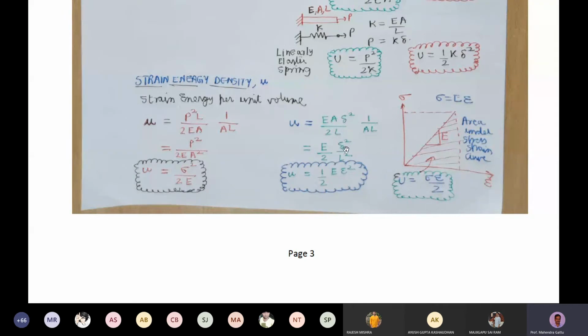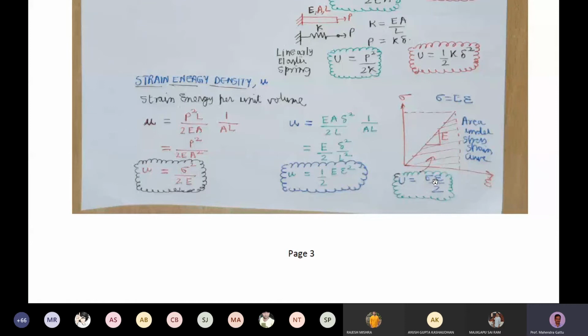We can do another thing for linear elastic material. We have sigma is equal to E epsilon. So we can divide this term into two parts, E epsilon into epsilon. E epsilon is sigma, so we can write this term as sigma epsilon by 2. What does it mean? If you draw the stress strain curve, we have a straight line because it is linear elastic material. That sigma epsilon by 2 indicates the area under the stress strain curve. So this is another way to look at the strain energy density.